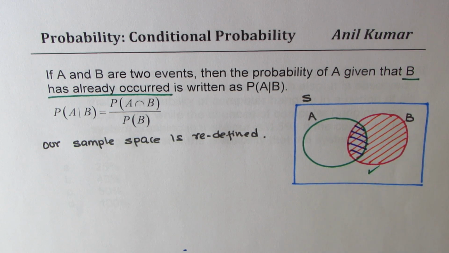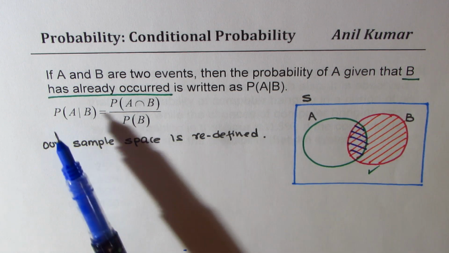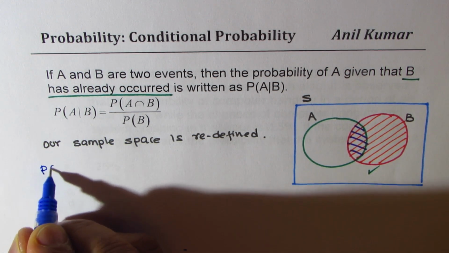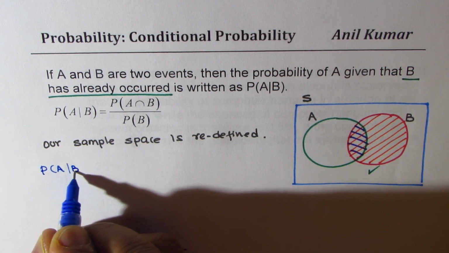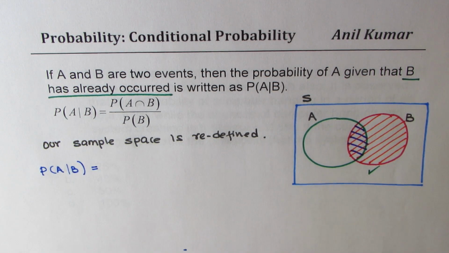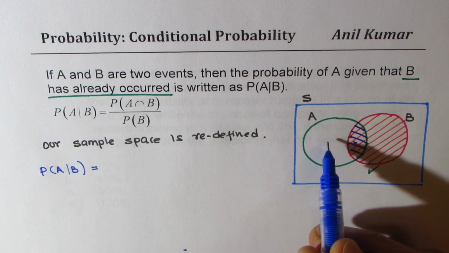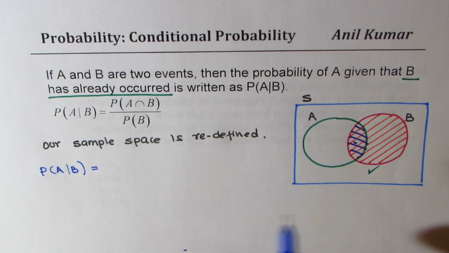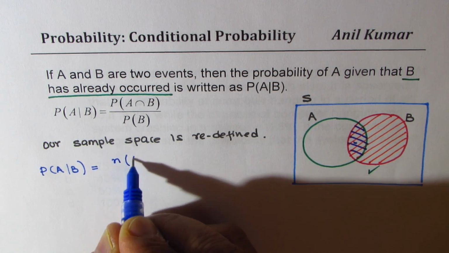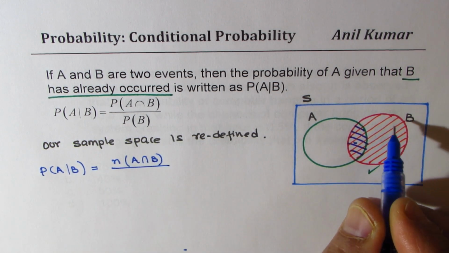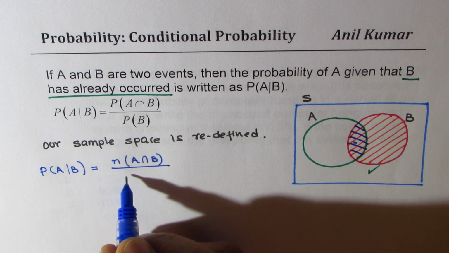And now let us try to understand how to derive this formula also, right? So we can say that probability of A when B has occurred is equal to this part, right, which is intersection of A and B elements, right? So it is number of elements in A intersection B divided by total number of elements in B, right?